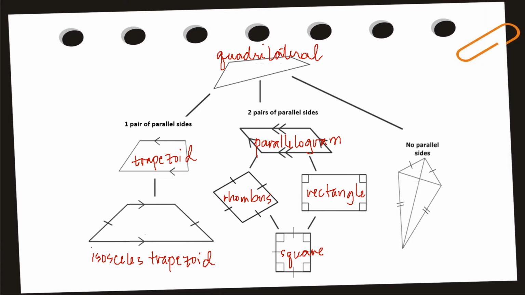The third type of a quadrilateral is that with no parallel sides, and that is a kite. A kite is a quadrilateral with two pairs of distinct congruent adjacent sides.